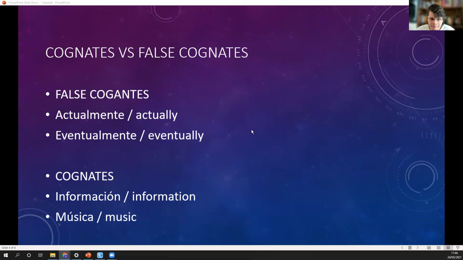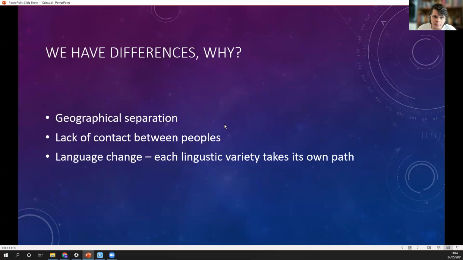Okay, because the way Spanish has developed and the way English has developed are different. Okay, good. So we have these differences, right? So we've established that there are differences between different languages.